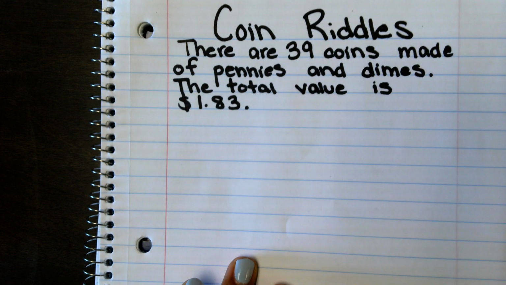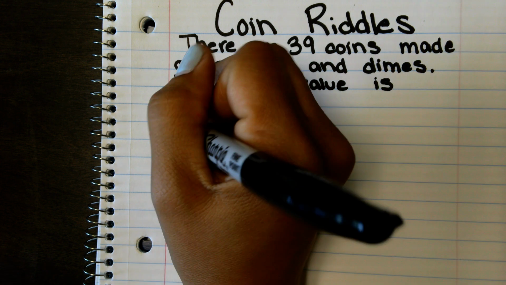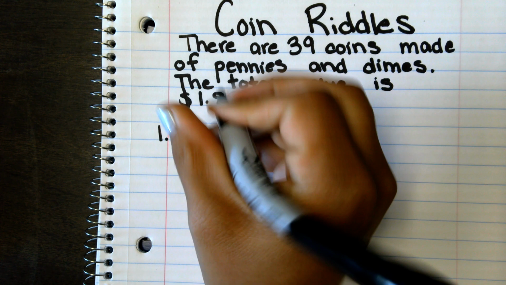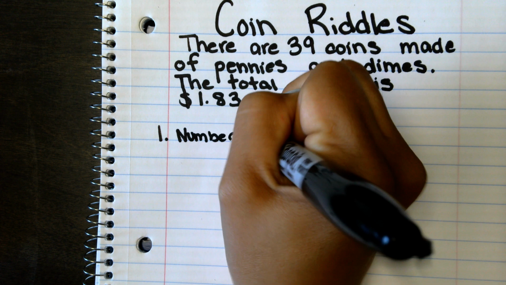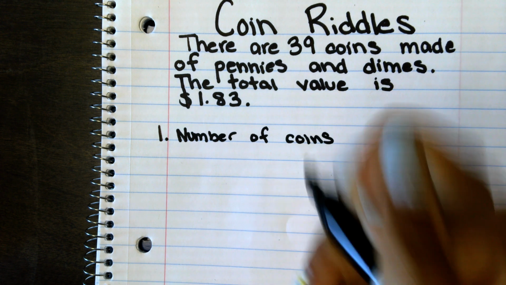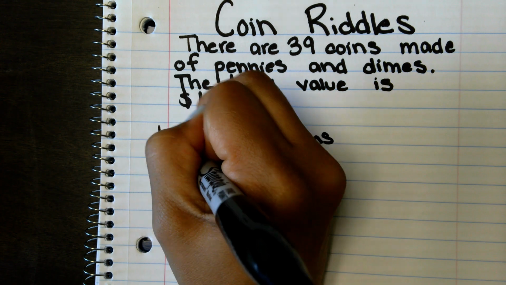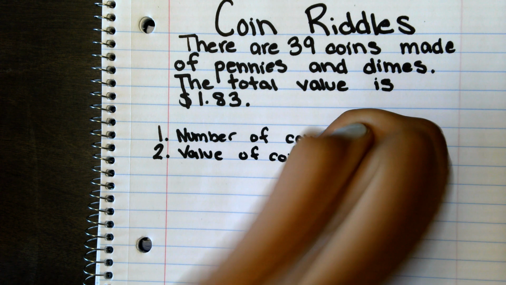I mean, you could do it, but there's another way, and that is by creating a system of equations like we've been working with. So when you're doing this, you want to think of two different equations. There's going to be one equation that is focused on the number of coins, and the second equation is going to be focused on the value of the coins. Okay, the value of the coins.